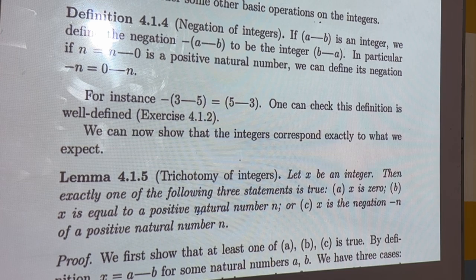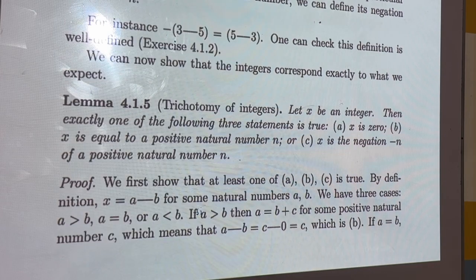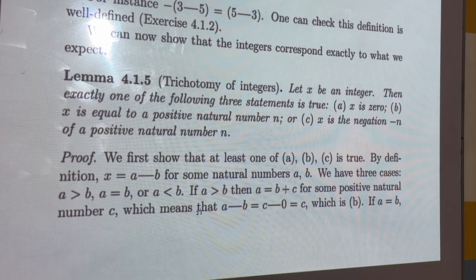Trichotomy of integers. Let x be an integer, then exactly one of the following three statements is true: x is 0, x is equal to a positive natural number, or x is the negation minus n of a positive natural number. So you need to read them carefully, and you must be able to accept that without taking anything for granted, you are proving. That is important. Otherwise, just reading won't help.